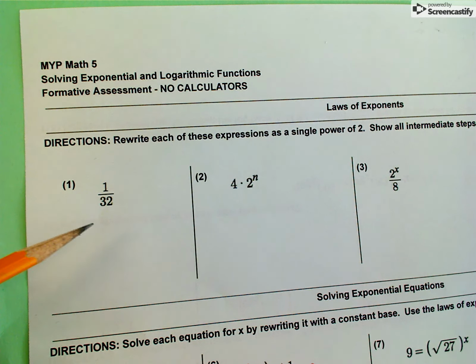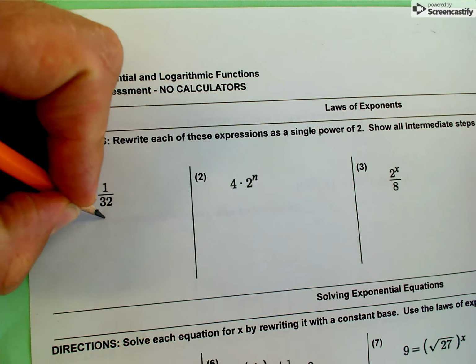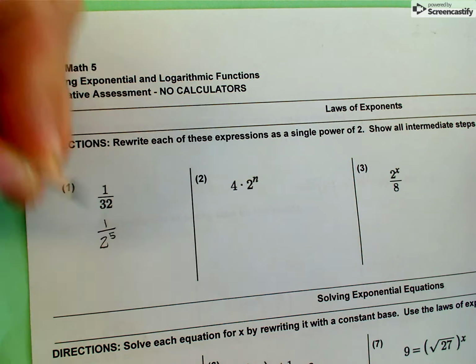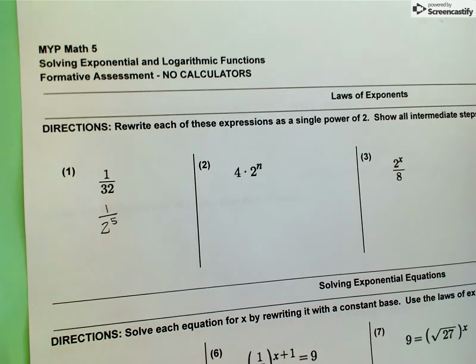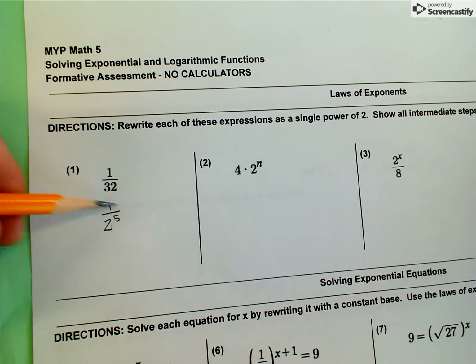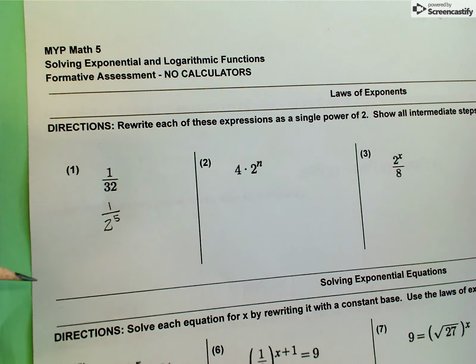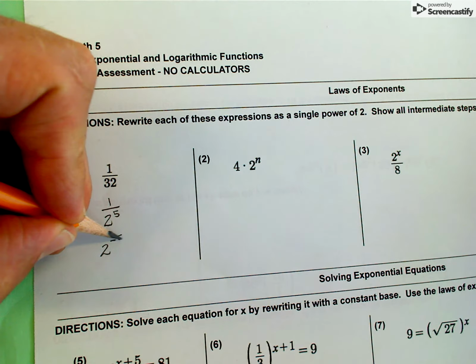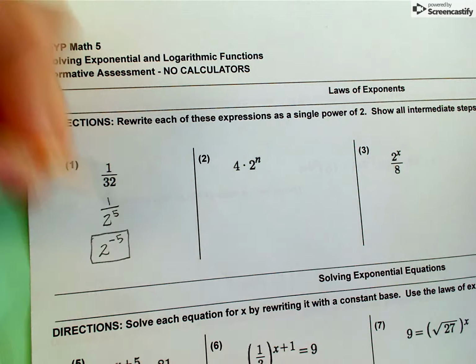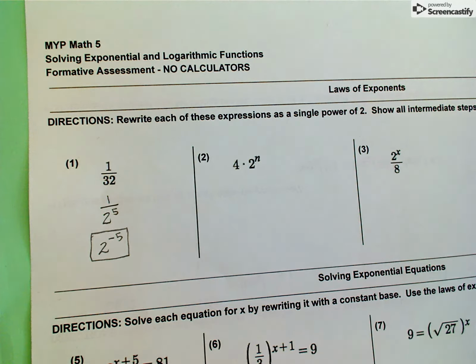2 times 2 is 4, times 2 is 8, times 2 is 16, times another 2 is 32. So if I multiply 5 2's, I get 32. That means this is the same thing as 1 over 2 to the 5th power. This is a little more than just a single power of 2. It's a fraction with a power of 2 in it. But you'll remember the negative exponent rule. I can write this as a single power of 2 if I'm allowed to use negative exponents, which is fine in this problem. So 1/32 is 2 to the negative 5th power.